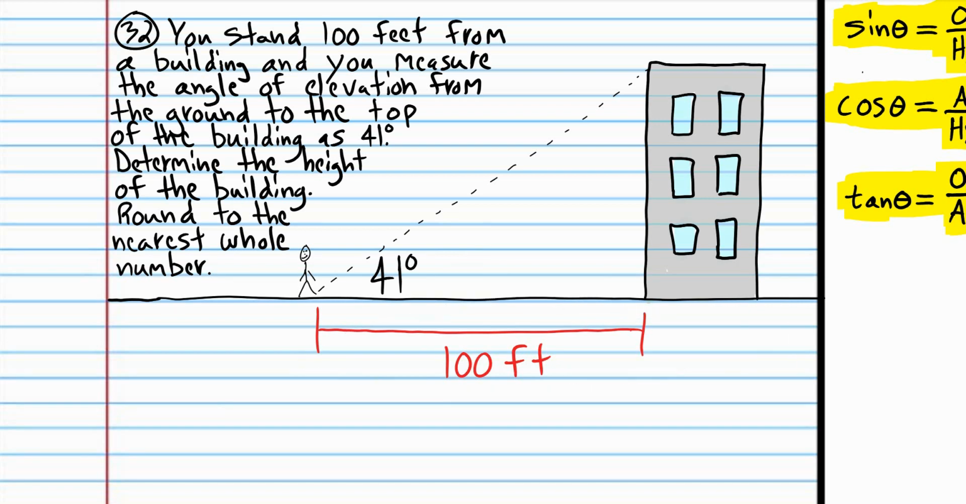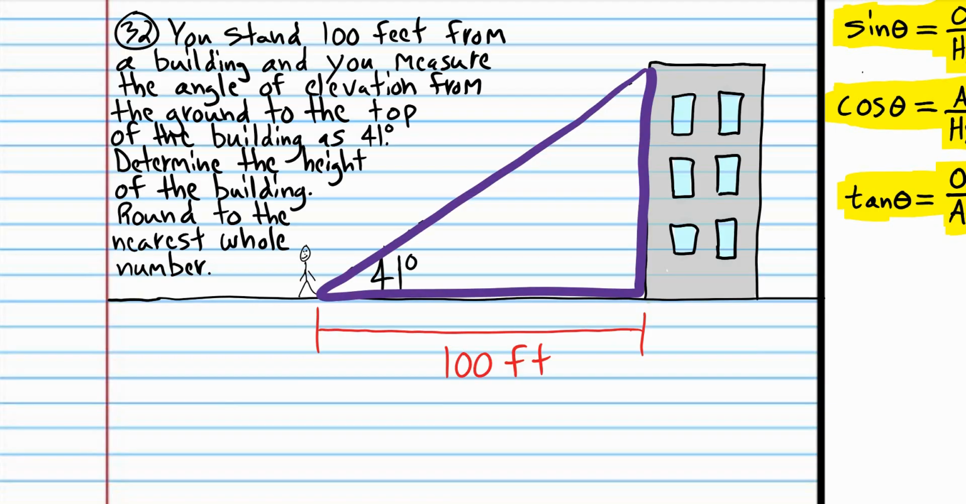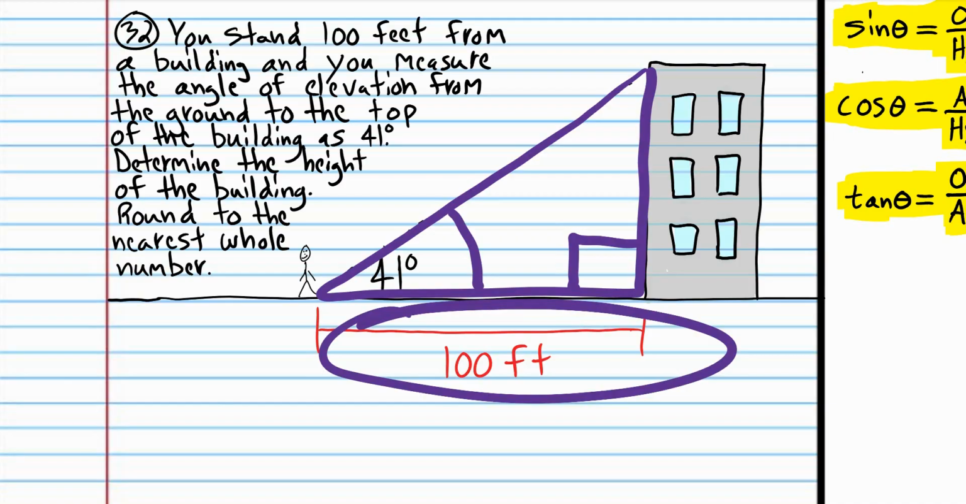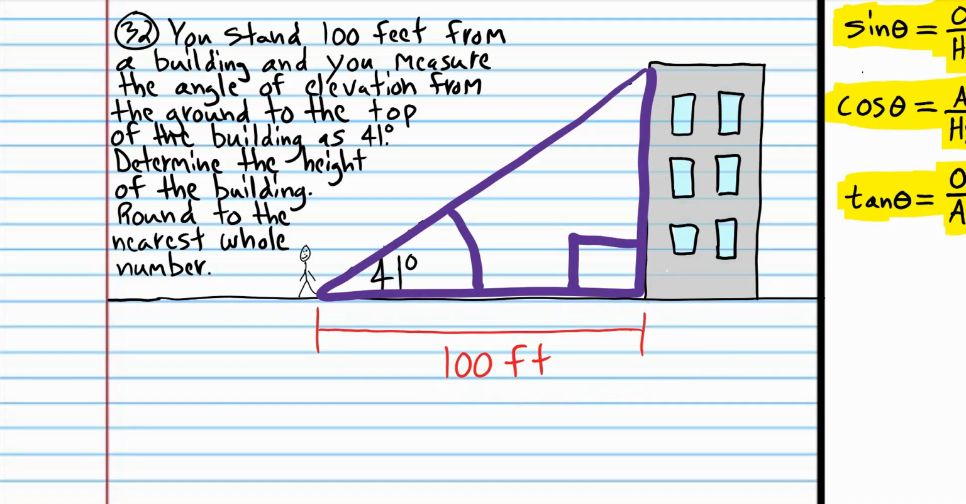So what we're going to do is consider a triangle, this triangle here, and in that triangle we know that this is a 90-degree angle, and this is 41 degrees, and this side is 100. So this is going to be just like the problems we just did.